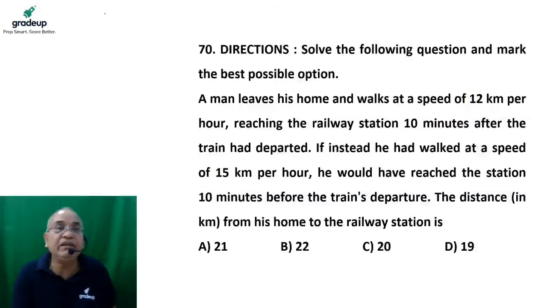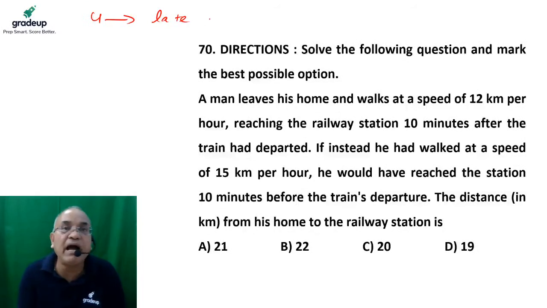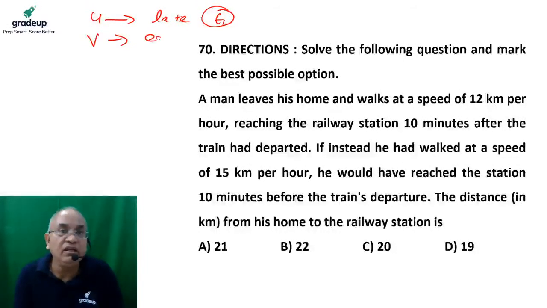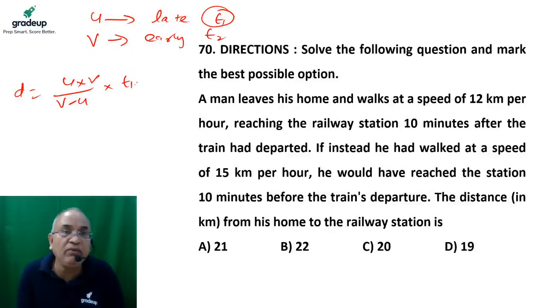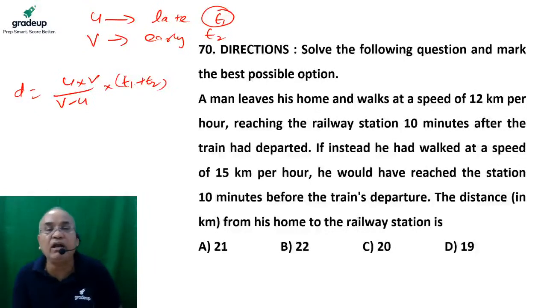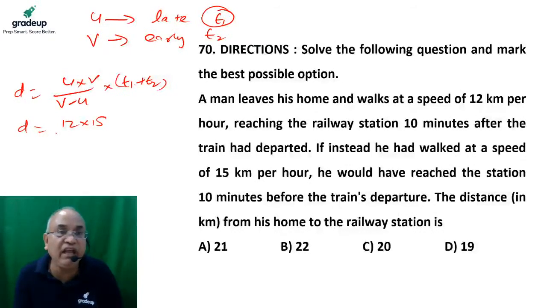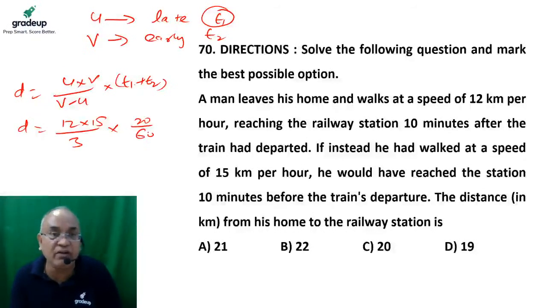If a person covers a distance at the rate of U, he would be late by, let's say, T1 units of time. And if he covers the distance at the rate of V, he would be early by T2 units of time. Then the distance he is covering is nothing but U into V upon V minus U into T1 plus T2. T1 and T2 are those timings by which either he is late or early. So here D can be calculated. U is 12, V is 15. 15 minus 12 is 3, T1 plus T2 is 20 minutes, which we have converted into hours.